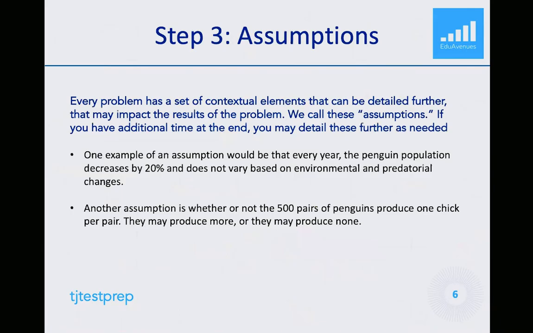Okay, so every problem has contextual elements that can be detailed further, which may impact the results of the problem. We call these assumptions. If you have additional time in the end, you may detail these further as needed. One example of an assumption in this problem would be that every year the penguin population decreases by 20% and does not vary based on environmental and predatory changes. Another assumption is whether or not 500 pairs of penguins produce 1 chick per pair. They may produce more, or they may produce none.